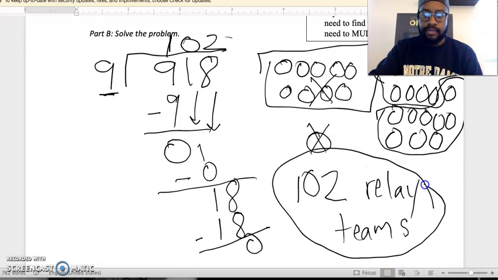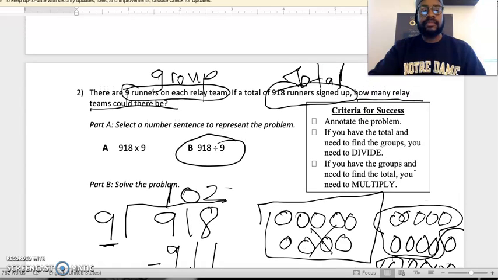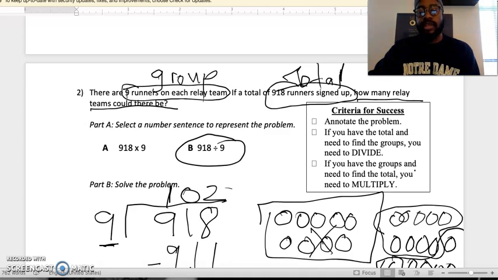There we go. So looking at the steps once again, first thing we had to do was annotate the problem. We had to figure out, do we have the groups or do we have the total? So in this problem, we had the total and we're trying to break that total up into groups. We know that that's a division problem, so we divide it to find our answer.